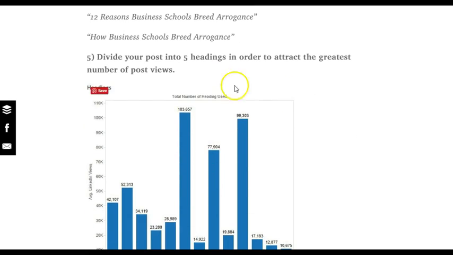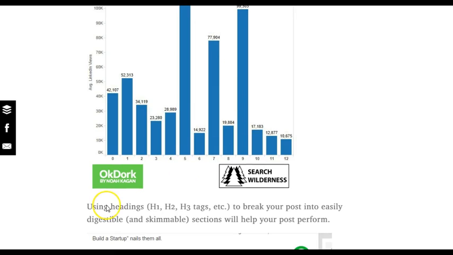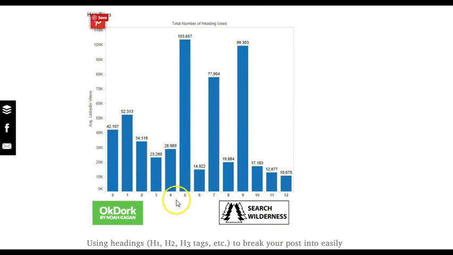All right. This says divide your posts into 5 headings in order to attract the greatest number of post views. When you use headings, H1, H2, H3, etc., to break your posts into easily digestible and skimmable sections, it will help your post perform. So make sure you use those H1, H2 tags. And it's saying the number of headings should be 5. I kind of went overboard.